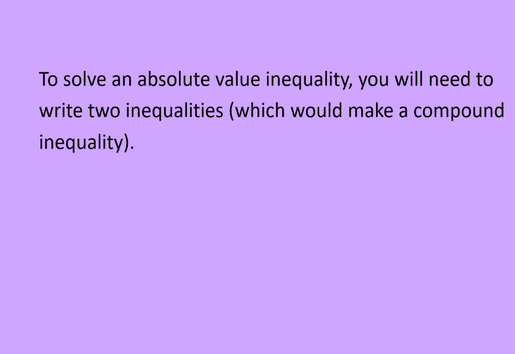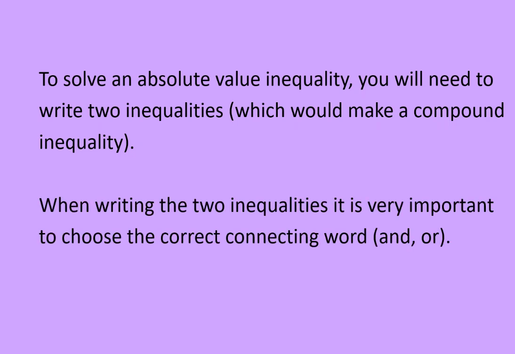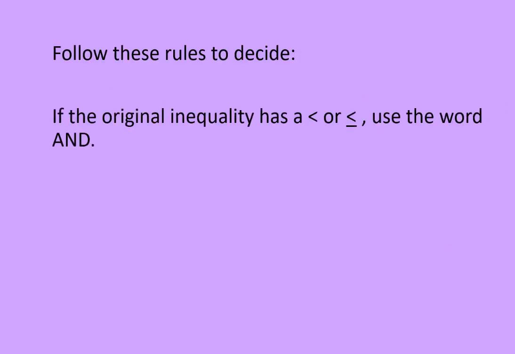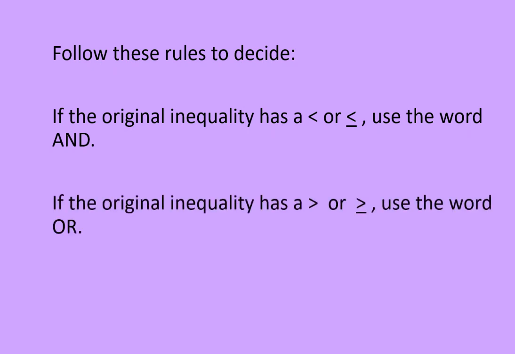To solve an absolute value inequality, you will need to write two inequalities, which would make it a compound inequality. When writing the two inequalities, it's very important to choose the correct connecting word. Your connecting word will either be and or or. So follow these rules to decide. If the original inequality has less than or equal to, use the word and. If the original inequality has greater than or equal to, use the word or.